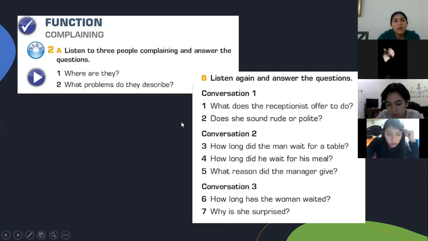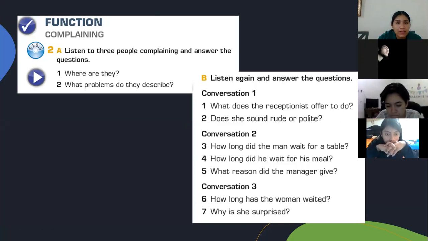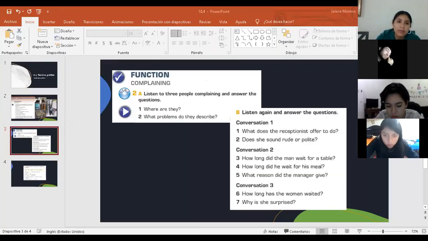Okay, so now it says, listen to 3 people complaining and answer the question. Where are they and what problems do they describe? Okay, we're gonna listen to get to know this information first. Okay, give me a second so I can play it. So the first thing you have to identify is where they are and what problem they're describing.